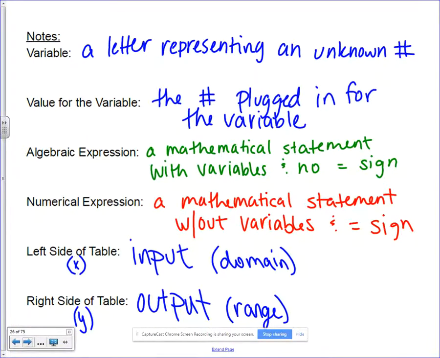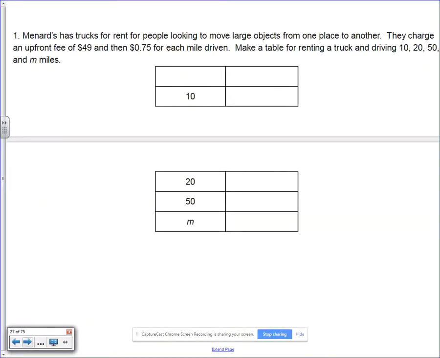Everybody doing all right? We ready to get to it here? Okay, so I need you to read the problem underneath there. It's about Menards. And I need you to label your columns. Don't calculate anything. I just want you to label your columns. Go ahead. And I'm sorry that this graph kind of got cut in half.